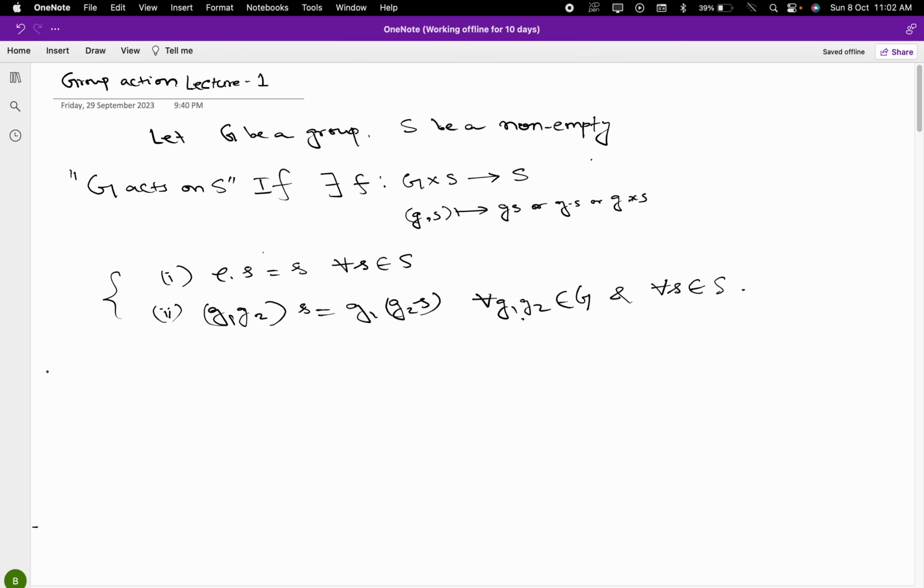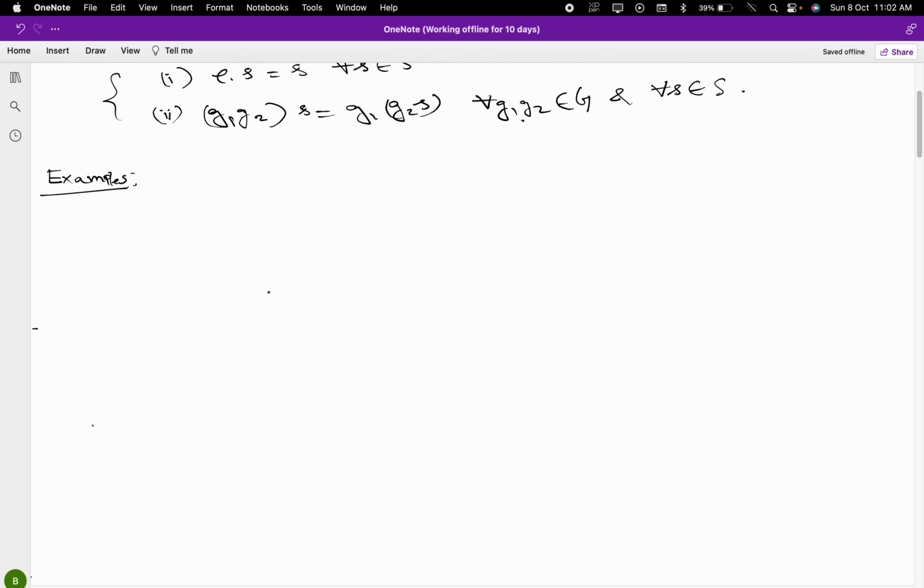So for example, it will be clear whenever you see examples of group actions, right? So the first example I should take... what kind of examples can we take? We can take the group Sn, which you already know. That is why I told you that you have to be clear with the basic notions of group theory.